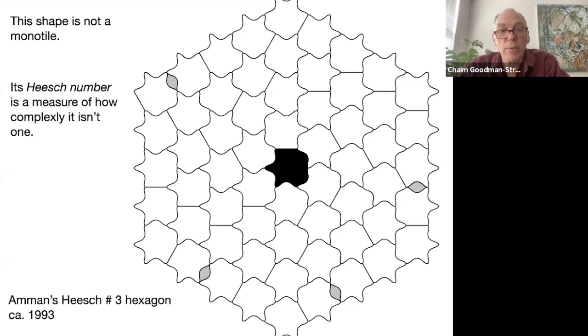So we use the Heesch number, or Heesch, I just learned. If somebody is Dutch, I apologize, but I believe it's Heesch. The Heesch number is a measurement of how badly the tile behaves. A non-monotile isn't a monotile. That's to say, how far can we go out before things go bad? And so this is a famous example.